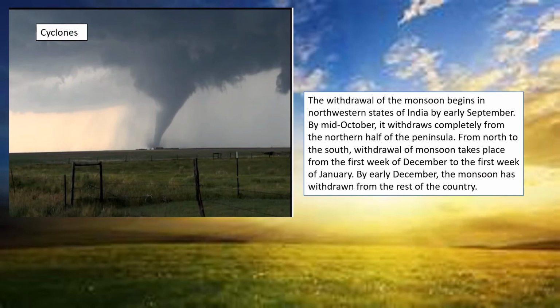Now let's have a small recap of the northeast monsoon. The withdrawal of monsoons, like I said, begins from the northwestern state of India early by December. By mid-October, it reaches the northern half of the peninsular region, and from north to south, withdrawal of monsoon takes place from the first week of December. And by early December, monsoon has been withdrawn from the rest of the country. So this is a small recap on how the withdrawal of monsoons takes place in India.